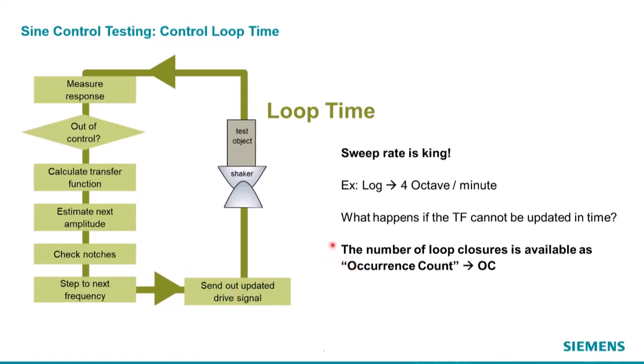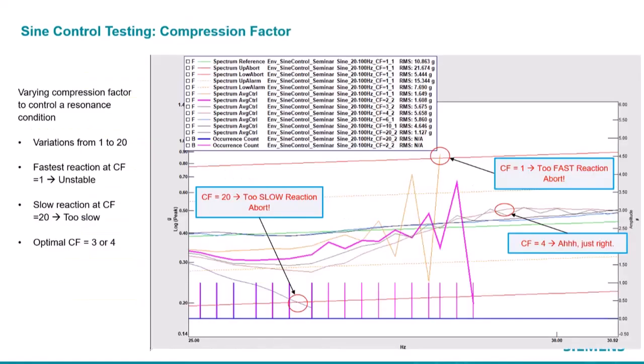And the number of loop closures, and this is a very important, let's say, obscure factor, is the occurrence count. So the number of times it closes this loop is reported through this function called the occurrence count. I've got a demo that I'm going to show to illustrate some of these concepts. This is an example where we're sweeping up through a resonant condition and seeing what the different compression factor settings would do.